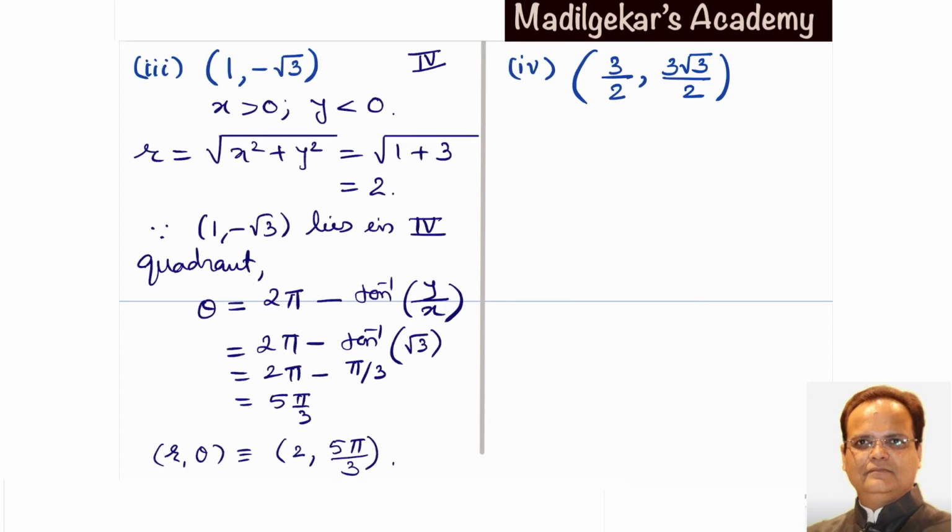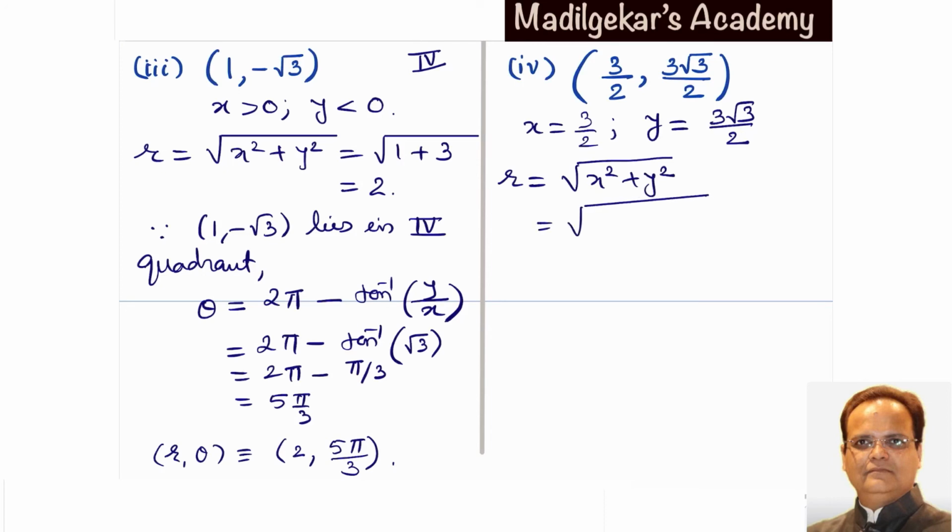Last example. Here x is 3 by 2 and y is 3 root 3 by 2. As both are positive, the given point lies in first quadrant. First, r is given by root x square plus y square. That is root x square means it is 9 by 4. 3 root 3 square means 27 by 4. Means 36 by 4. That is 9 and square root of 9 is 3.